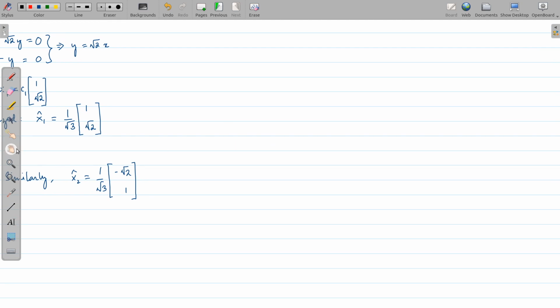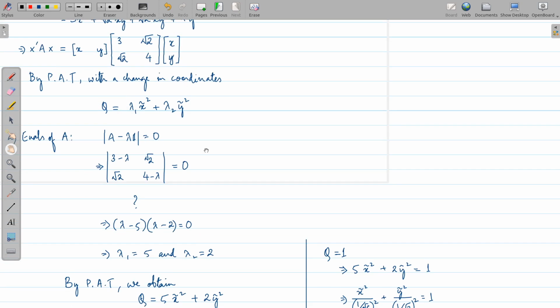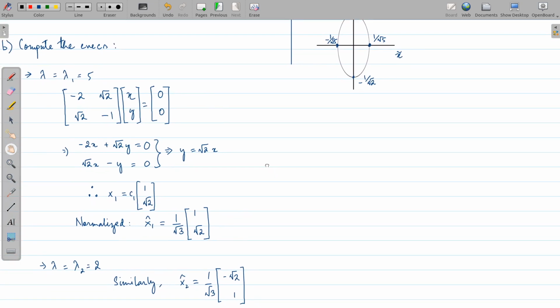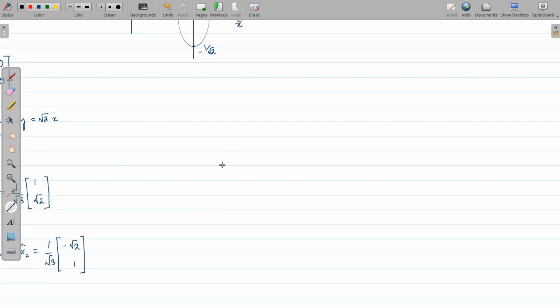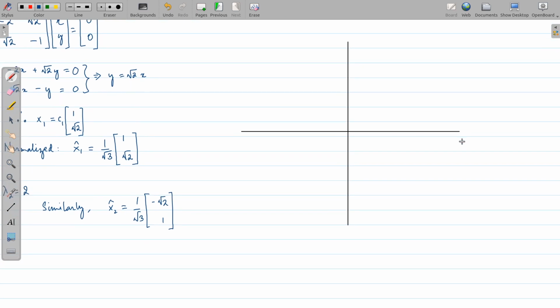Because as per the problem we need to sketch q equals 1 for both sets of axes on the same graph. So this is the x and y axis. From the x y axis we need to go to x tilde y tilde. So how do you get x tilde y tilde? We need to first find out x1. X1 is this vector. This vector will lie in the first quadrant because both x and y are positive. The y component will be larger because the y component is root 2. So this is how it's going to look.